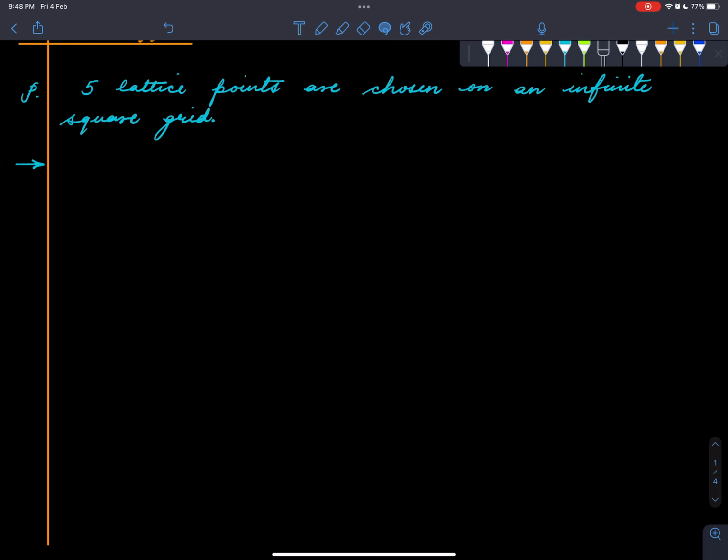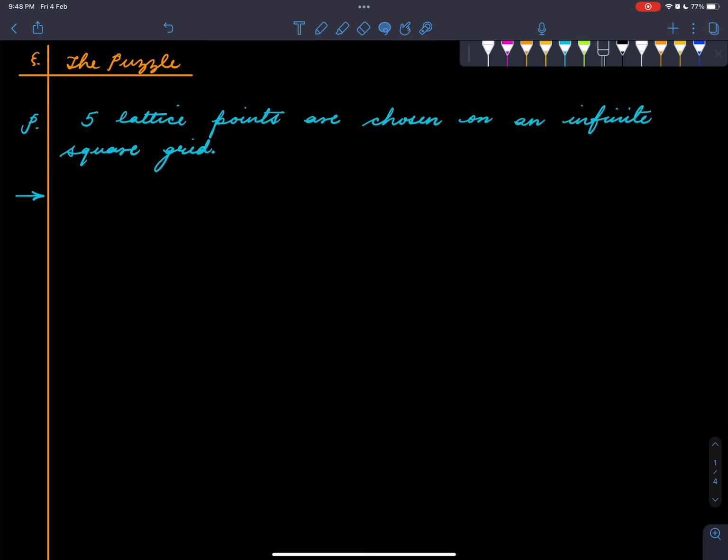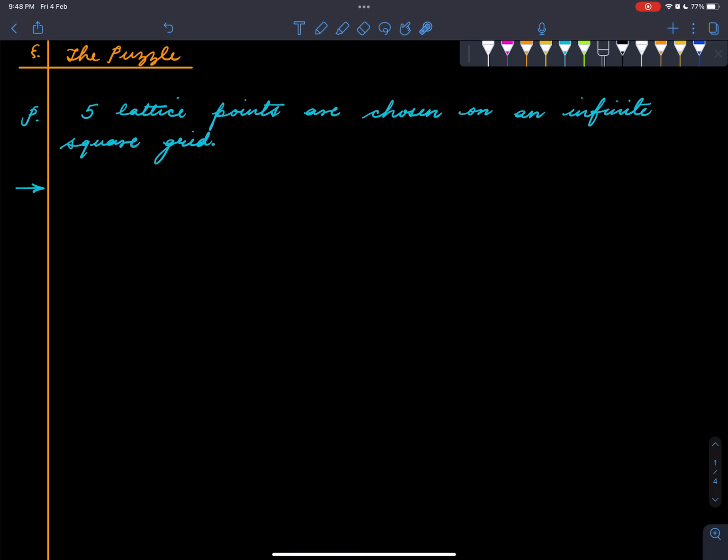Welcome to this puzzle session. We have the following puzzle. So 5 lattice points are chosen on an infinite square grid. Let me explain what that means.